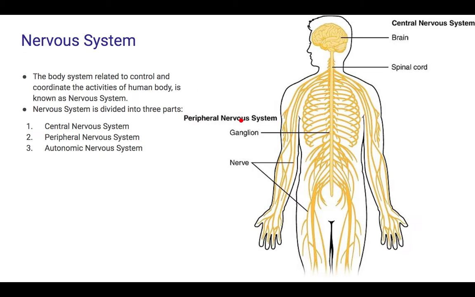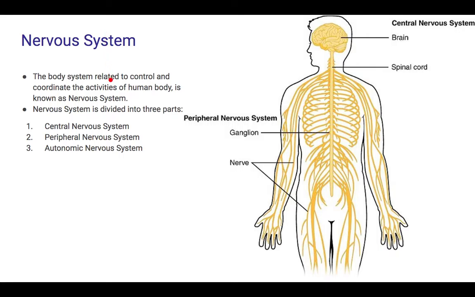We have different body systems in our body like digestive system, circulatory system, muscular system, and each body system has different function. In the same way, we have one of the main body systems in our body which we are going to discuss today, that is nervous system.